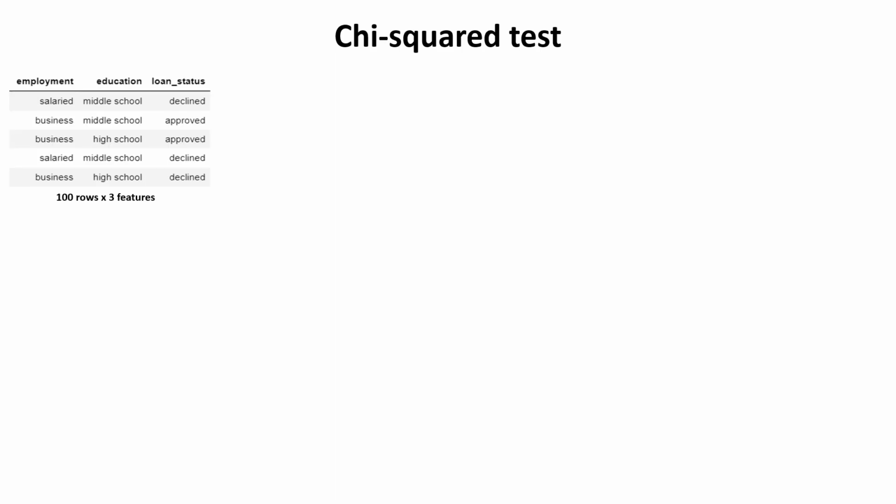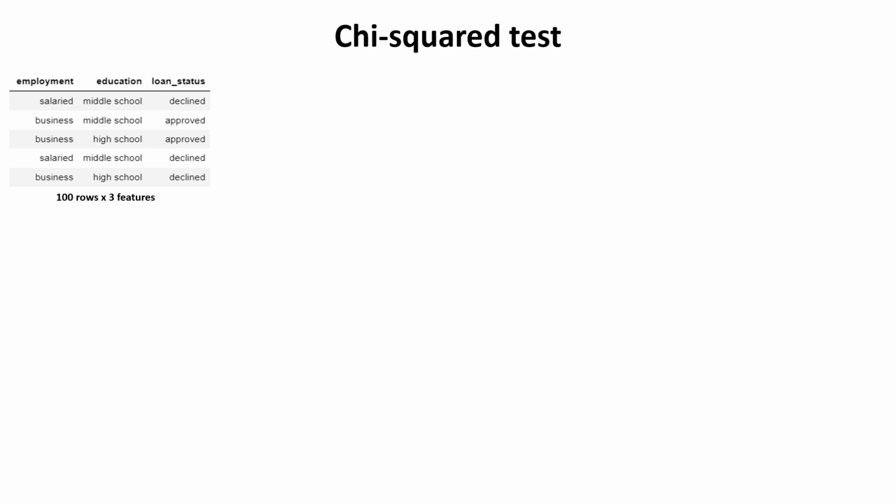Alright, let's just start. In the chi-square test, to understand this, let's take a sample data, this, which has just three features: employment, education, and loan status. The last one is the target feature. The first two are the input features. What we have to identify is the alternate hypothesis, which says that education is influencing loan status, which means the higher the education, the greater the possibility of getting the loan approved.